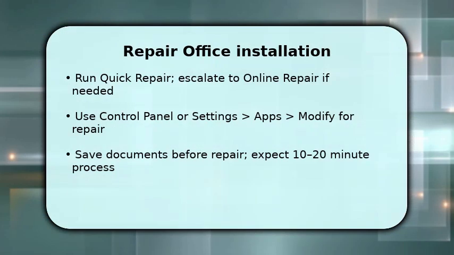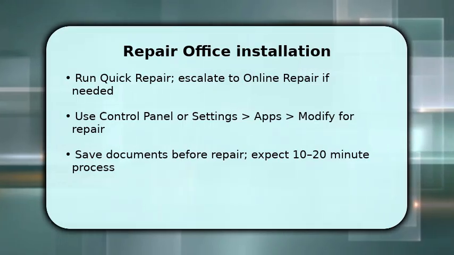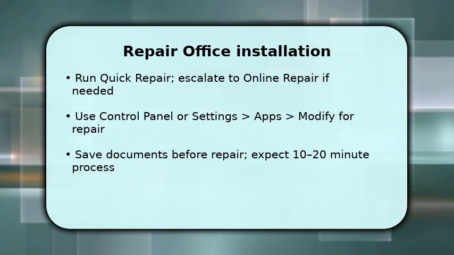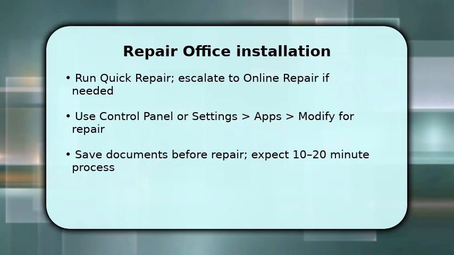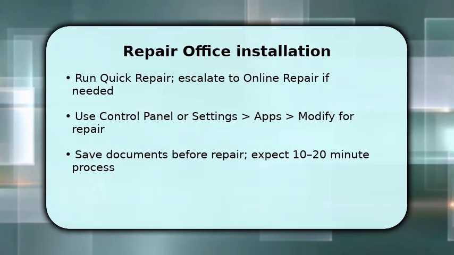Now you'll perform the repair sequence to restore activation files. Open Settings or Control Panel, choose Office and select Repair. Start with Quick Repair because it's fast and preserves settings. If Word remains inactive, run Online Repair. This replaces corrupted files and often fixes activation issues.